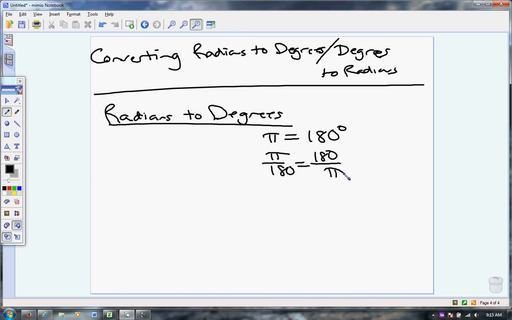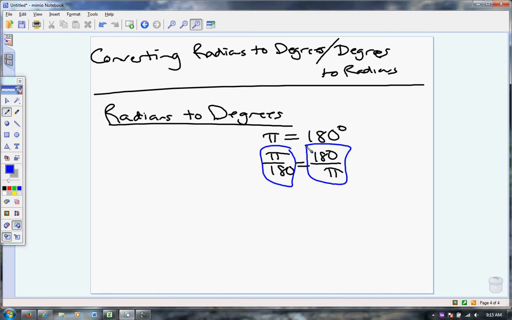Okay, they're both referring to the same measurement. Now, if you plug that into a calculator, you wouldn't get the same thing, but you have to know that these are equivalent.